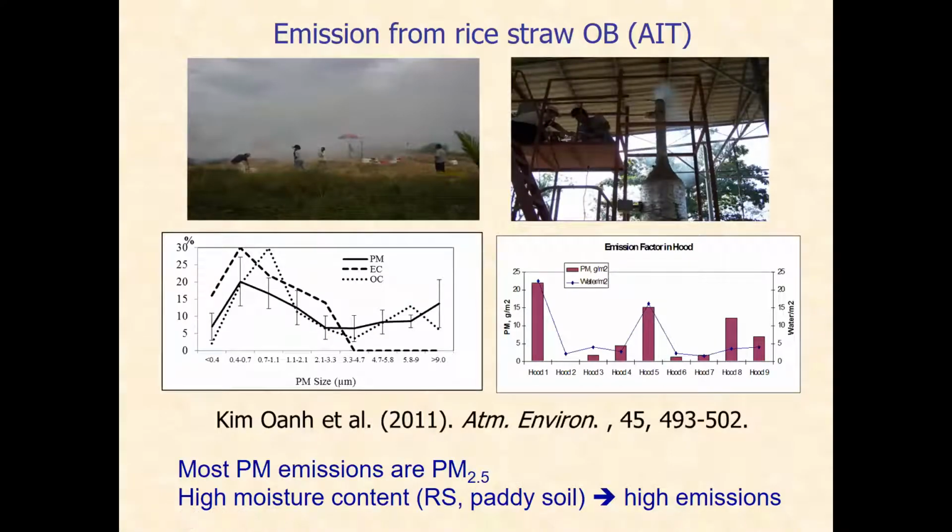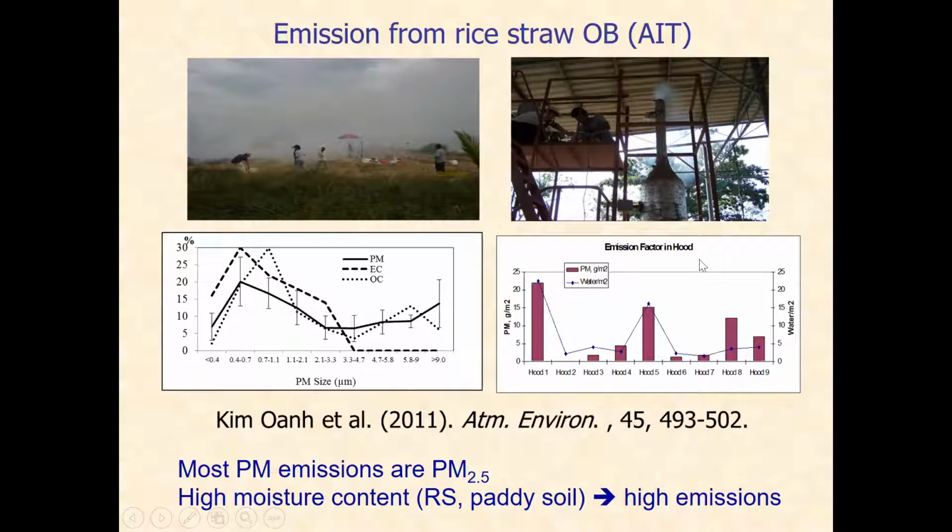For the emission from rice straw burning, at AIT we first conducted some emission monitoring. We did the monitoring in the field during open burning, and tried to quantify the emission factor using, say, the mass balance method or carbon balance. We also brought the rice straw into the lab and burned it to quantify the emission factor, and also measured elemental carbon, organic carbon, and PM at different sites, to see which size range has most of the emission. Actually, most of the PM, organic carbon and elemental carbon are in the fine particle fraction, PM2.5.